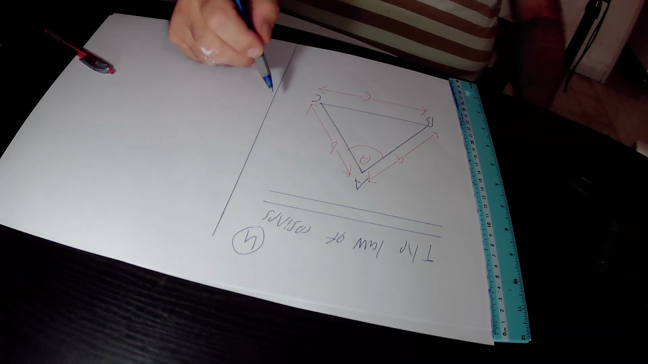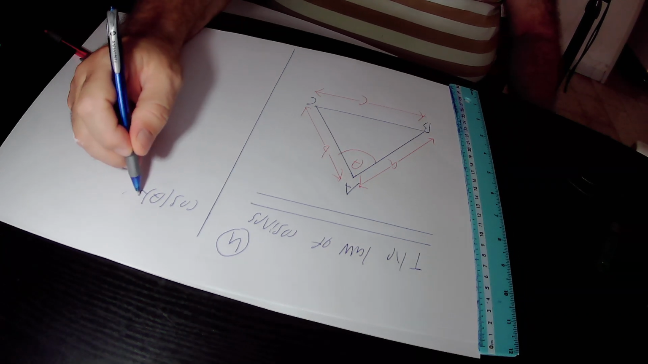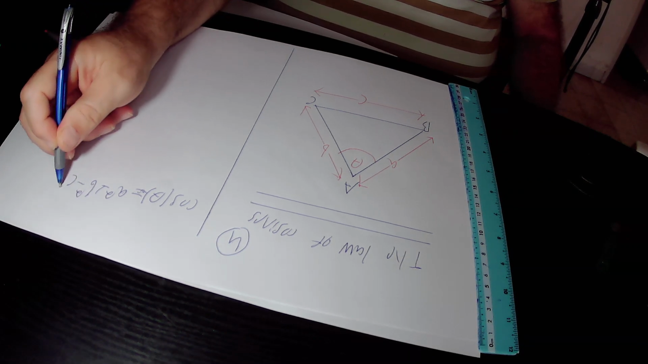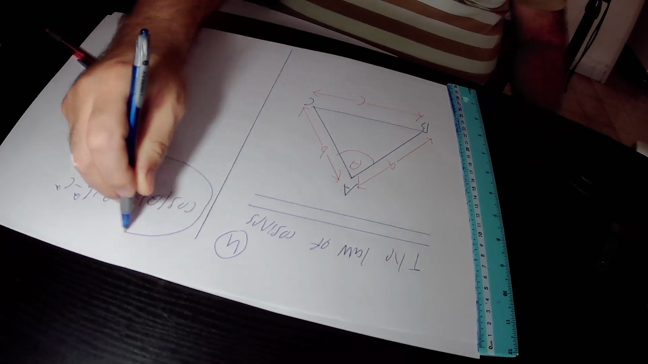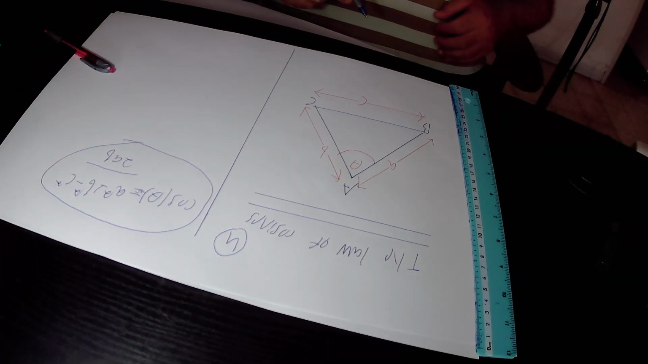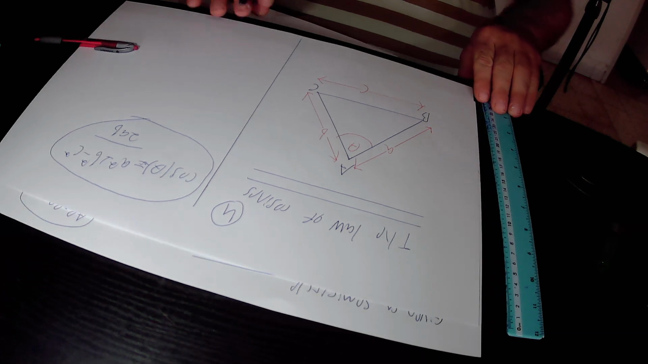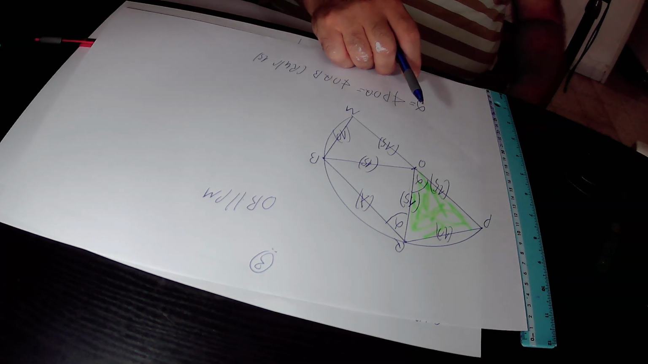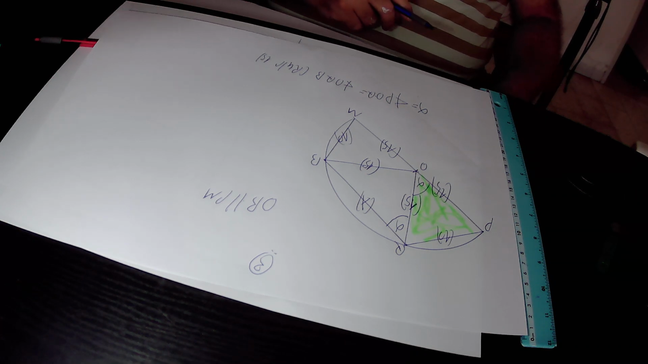cosine theta equals A squared plus B squared minus C squared over 2 times A times B. But again, in this triangle ABC, that could be any triangle, cosine theta equals A squared plus B squared minus C squared over 2 times A times B. In the next step, I'll copy this green triangle PQO, and we will apply the law of cosines to this green triangle POQ.